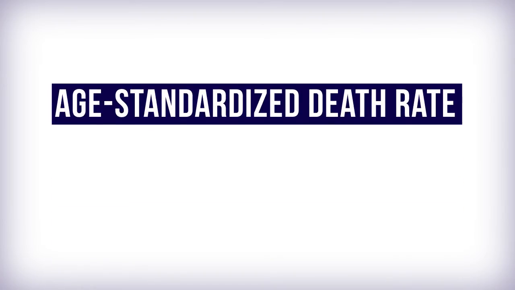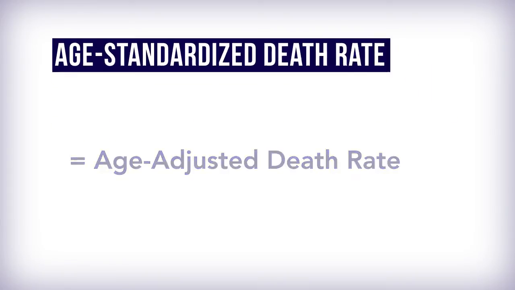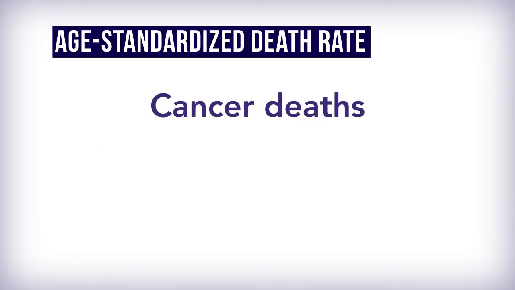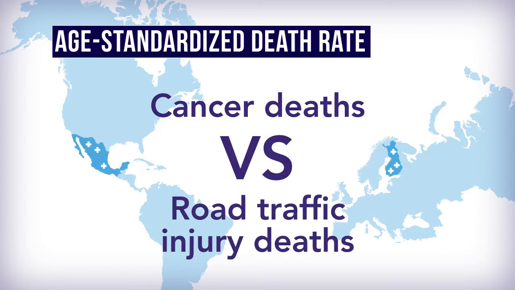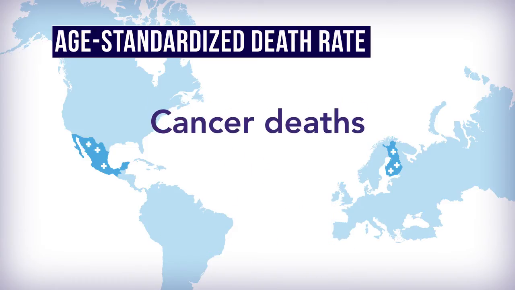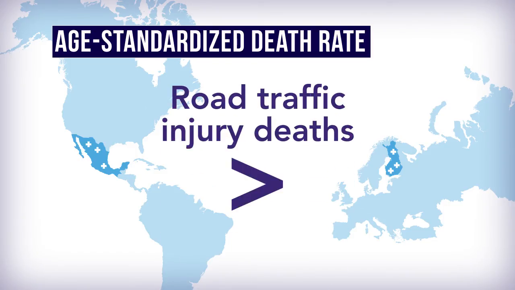The next topic focuses on a simple mathematical technique called age-standardized or age adjustment rates. So take the example of comparing cancer deaths between Mexico and Finland and comparing road traffic injury deaths between Mexico and Finland. So of course, Finland is an older population than Mexico, so you would expect cancer deaths to be more common there. Similarly, Mexico is a younger population and should have higher road traffic injury deaths.